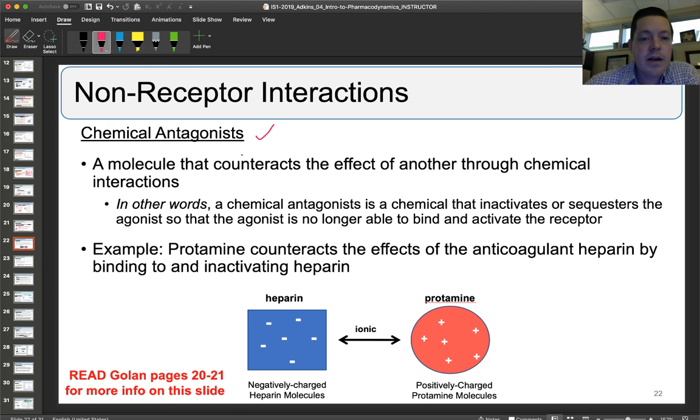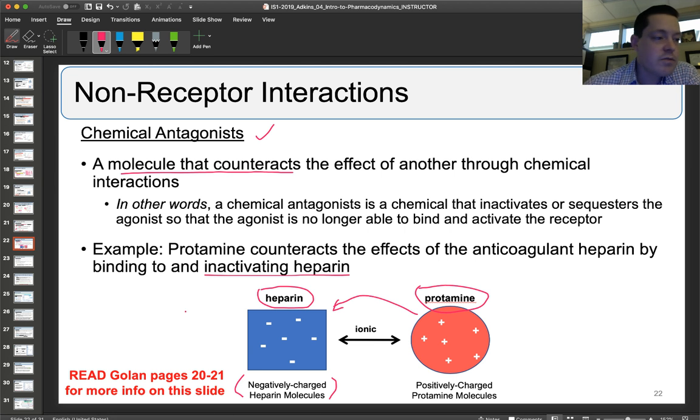Our chemical antagonists we've talked about briefly in class, but they essentially are molecules that sort of counteract the effect of another through chemical interactions. So if we have an agonist, our chemical antagonist could go in and counteract that particular agonist. An example of this could be heparin. Okay, if we're thinking of heparin as our agonist, we can think of protamine as a molecule that interacts with heparin, and because of that interaction, we can basically inactivate heparin, because heparin is most active and able to function because of its negatively charged molecules.